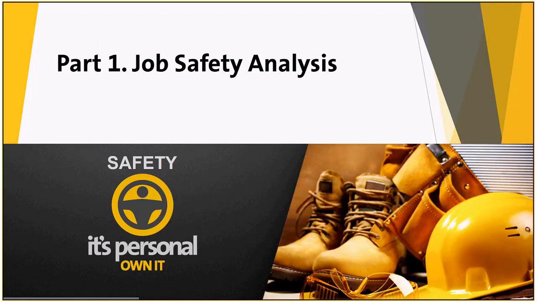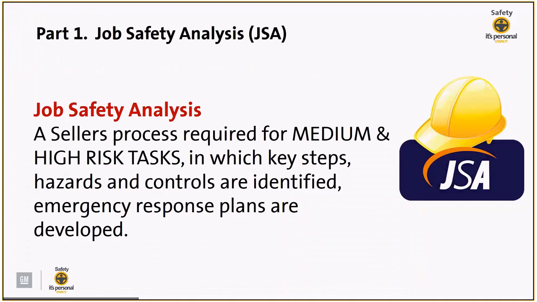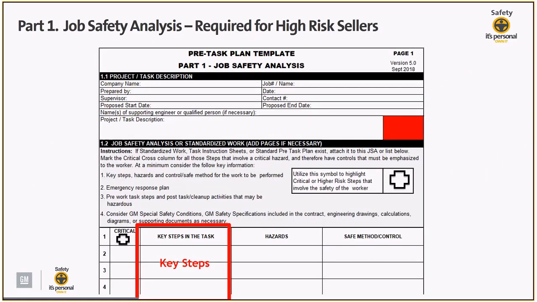So let's look at part 1 of the pre-task plan template, which is a job safety analysis. For part 1, job safety analysis, it is the seller's process required for medium and high risk tasks in which key steps, hazards, and controls are identified. Emergency response plans are also developed during this phase.